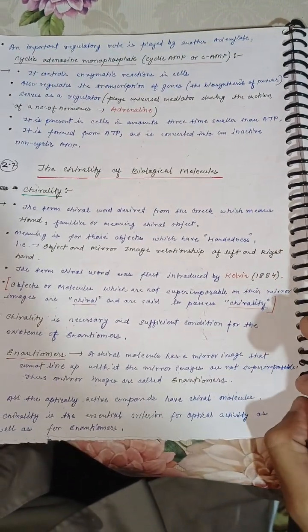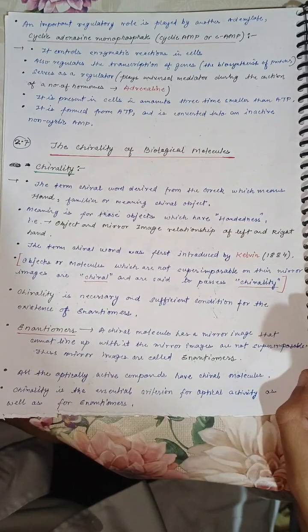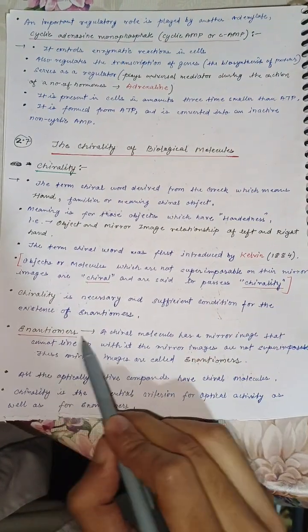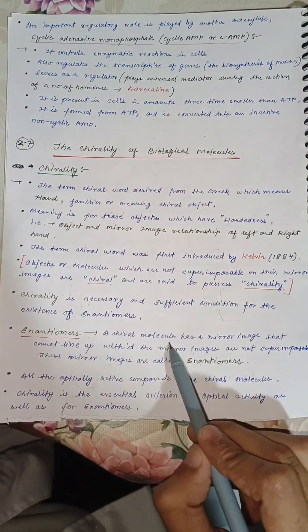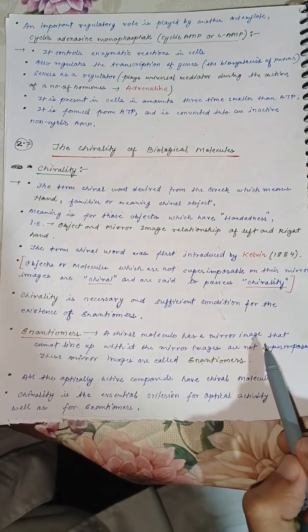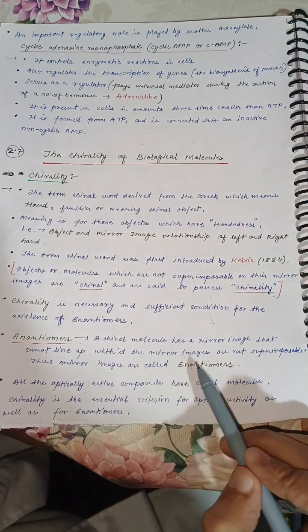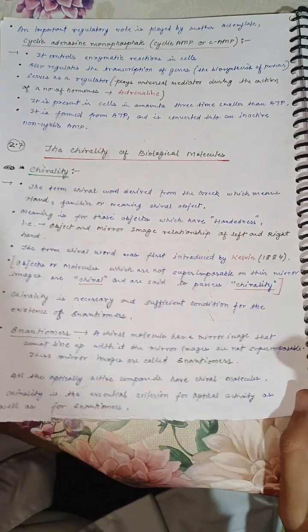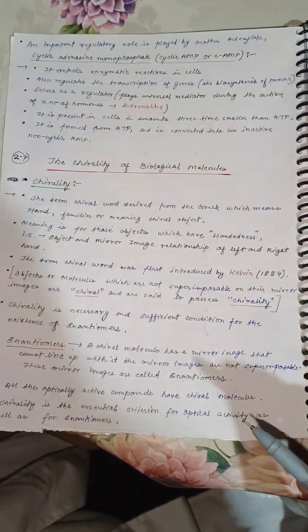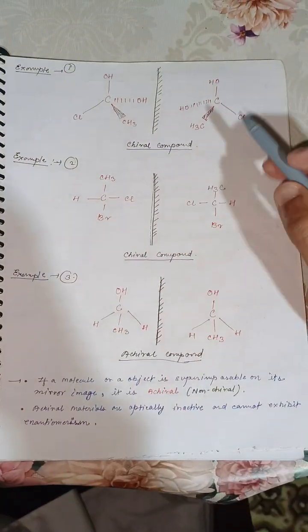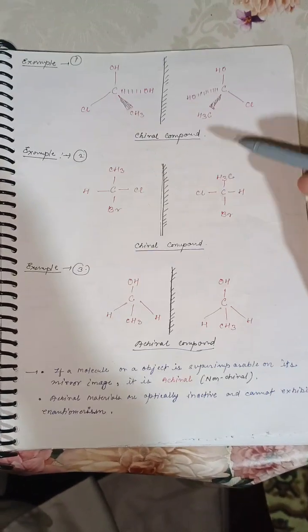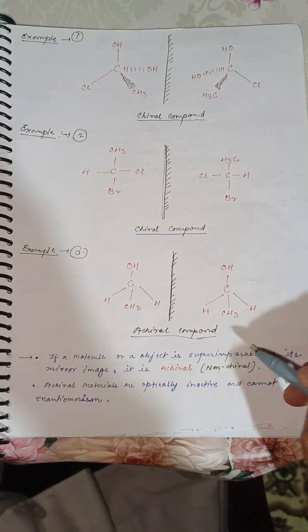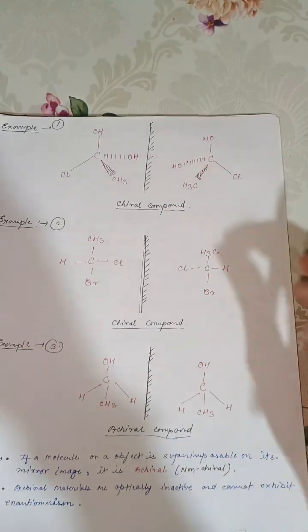Chirality is a necessary and sufficient condition for the existence of enantiomers. What are enantiomers? Enantiomers are chiral molecules that have a mirror image that cannot line up with them. The mirror images are not superimposable. These mirror images are called enantiomers. All optically active compounds have chiral molecules. And here are examples of chiral compounds.